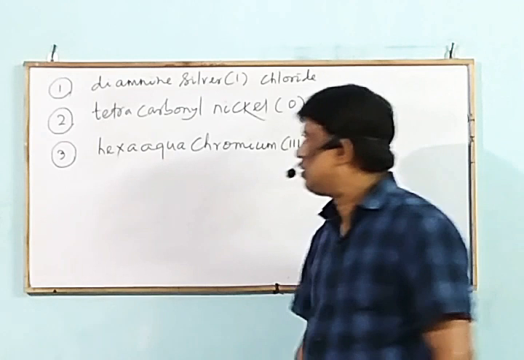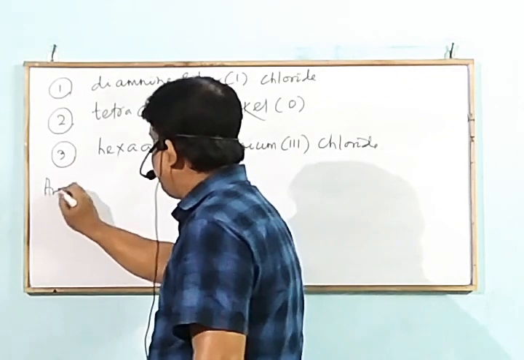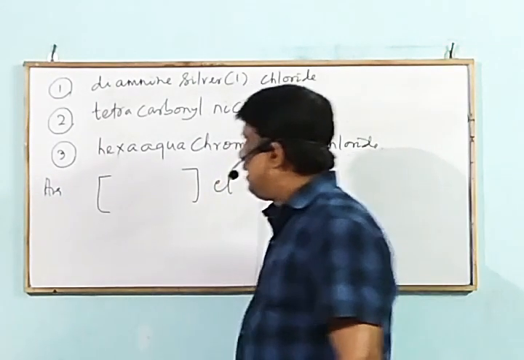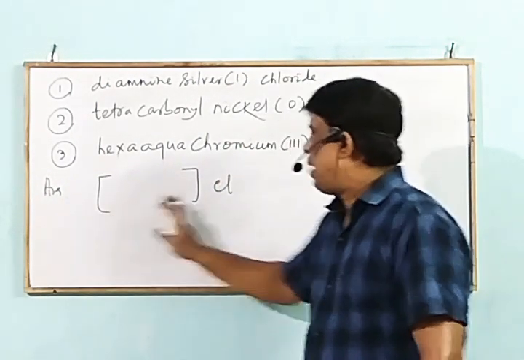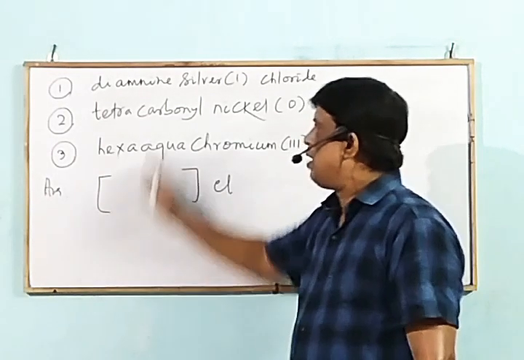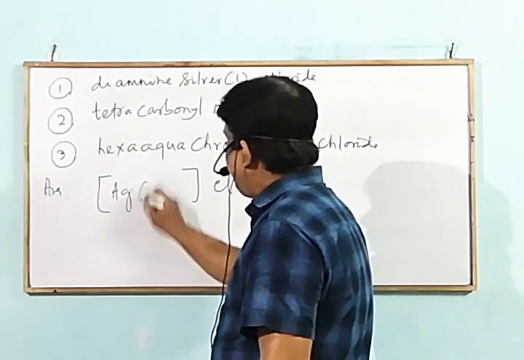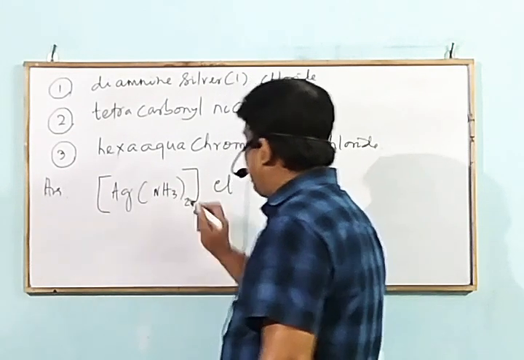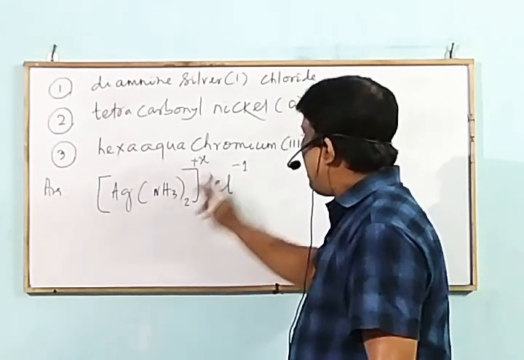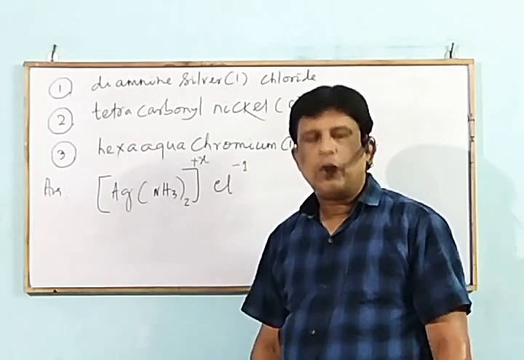Let us verify first. Mark that it is diamine silver 1 chloride. It is clear that the complex is the cationic part. So the cation part is the complex, next chloride is here. So inside the square bracket we have to write the central metal ion, that is silver, Ag. Diamine, NH3, is present 2 times. As it is a cation, it is plus X, and chloride is minus 1. What is the charge? It is not known. Let it be X. We have to find out X.